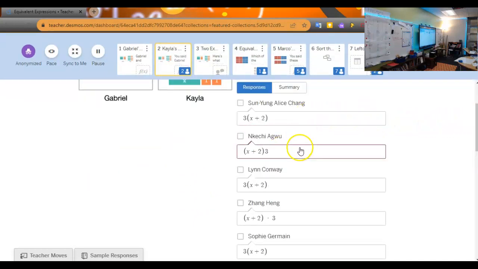Now, hold on. Let's look at our first 2. Do these agree? Yes, they're actually the same thing. It doesn't matter if you put your times 3 in front or your times 3 after. They're the same thing. Now, mathematical opinion, which one's better? The 3 in front. Sorry.